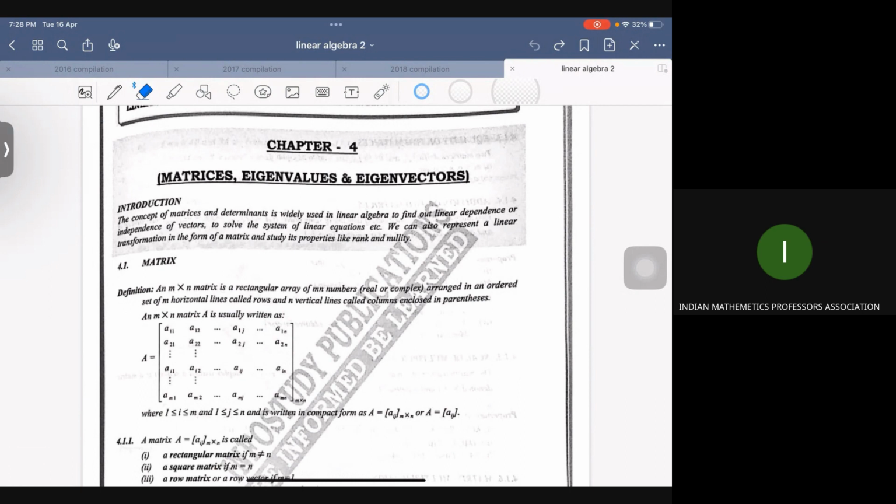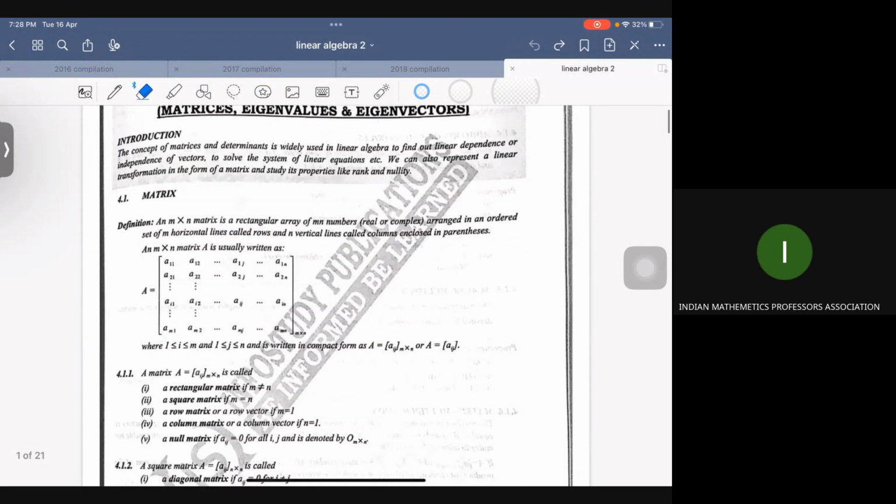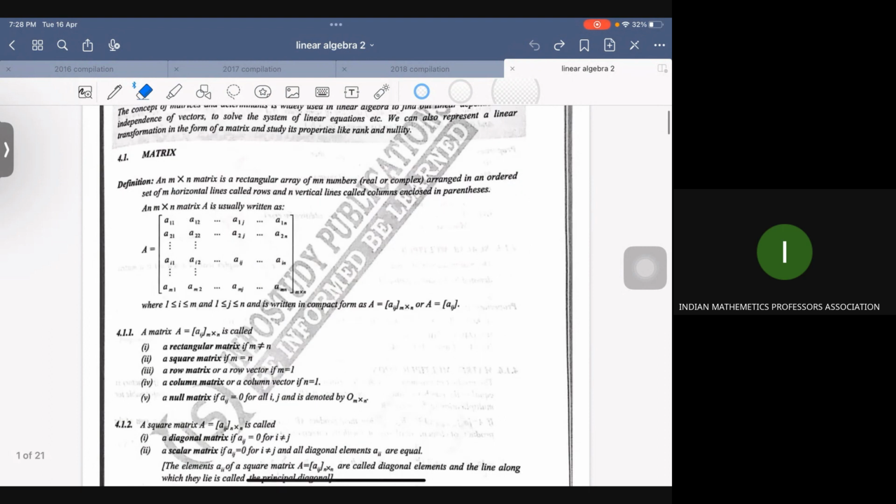Today we are going to see, yesterday we saw about vector spaces, subspaces, linear transformation. Today we are going to see about the algebra of matrices, matrix and different types of matrices and all the theory related to that. First, what is a matrix? An m by n matrix is nothing but a rectangular array of mn numbers. It may be real, complex, or any irrational or any numbers arranged in an ordered set of horizontal lines called rows. These horizontal lines are called rows, and these vertical lines are called columns. This is an m by n matrix.